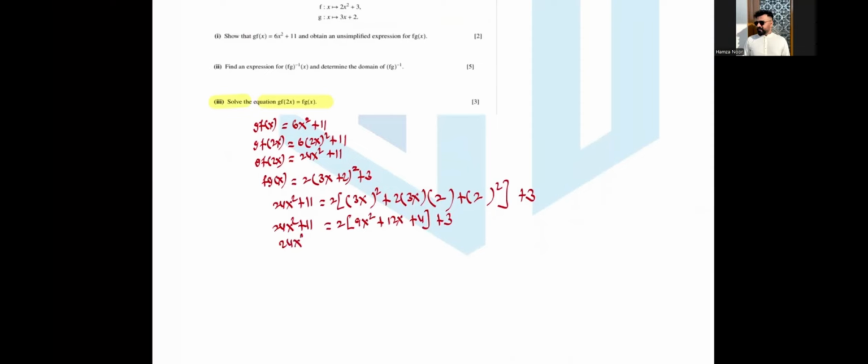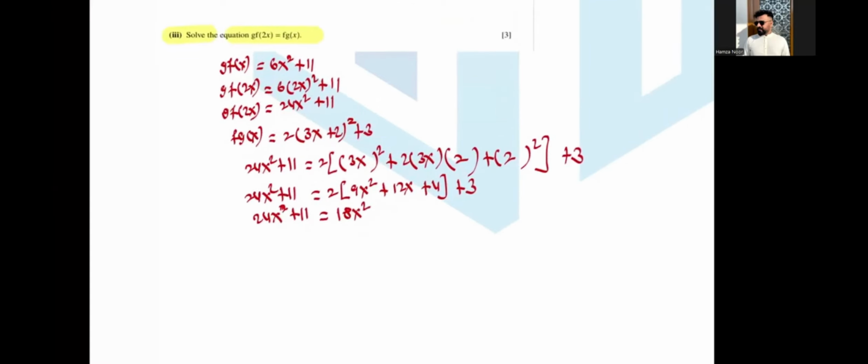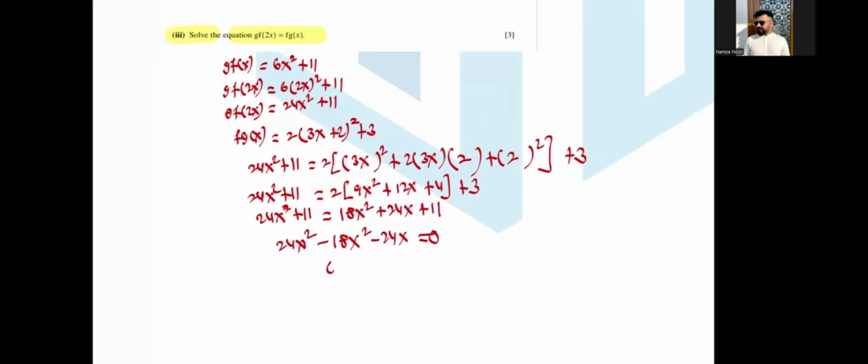So 24x square plus 11 is equal to 18x square plus 24x plus 2 times 4 is 8 and then plus 3, this will give you 11. So 11 and 11 are cancelled out over here. What you are left with, 24x square minus 18x square minus 24x is equal to 0. So 24 minus 18 is 6. So 6x square minus 24x is equal to 0. Taking 6x common, multiplied by (x minus 4), and this whole thing is equal to 0.